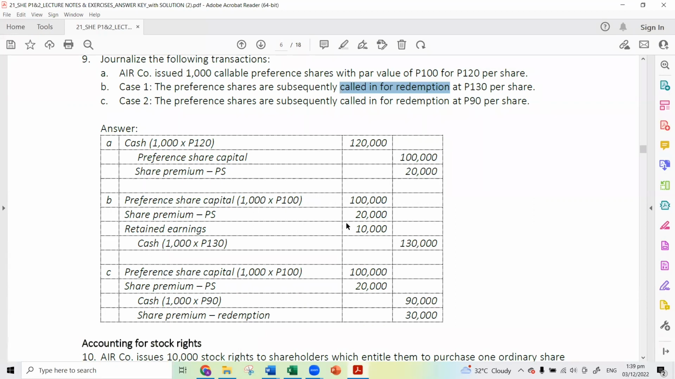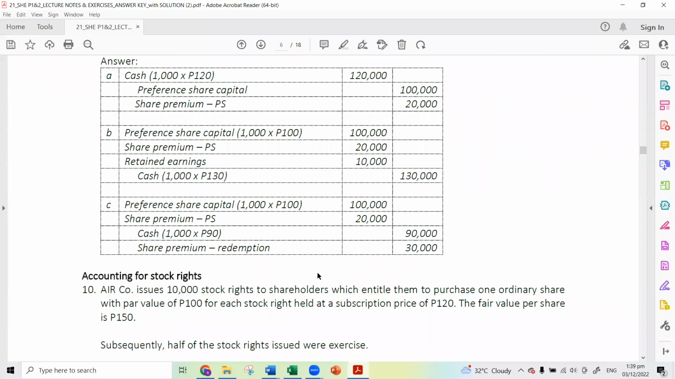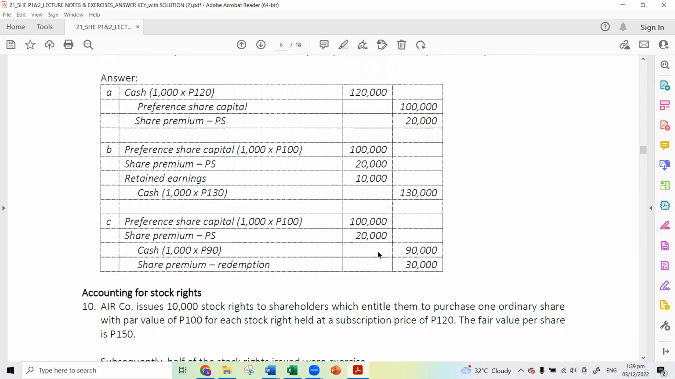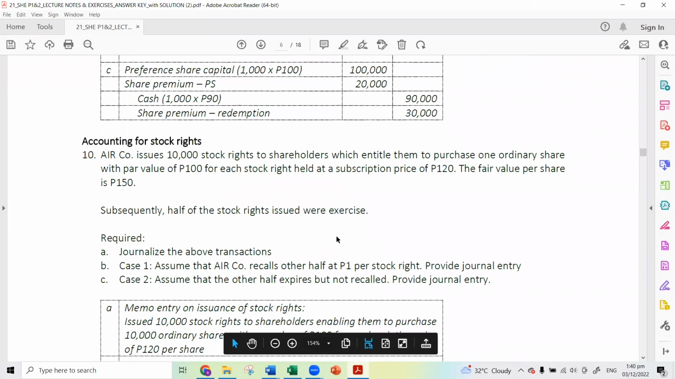Okay? Sa kabila naman, if the redemption price is less than the original issuance price, the difference is credited to share premium. Okay? So that is now your accounting for callable shares, preferences. Next, let's go to accounting for stock rights.